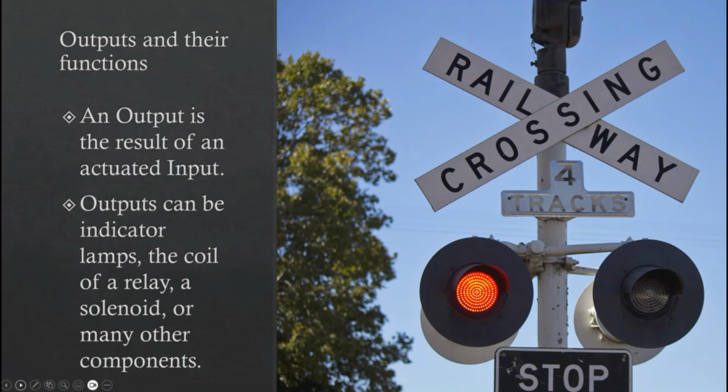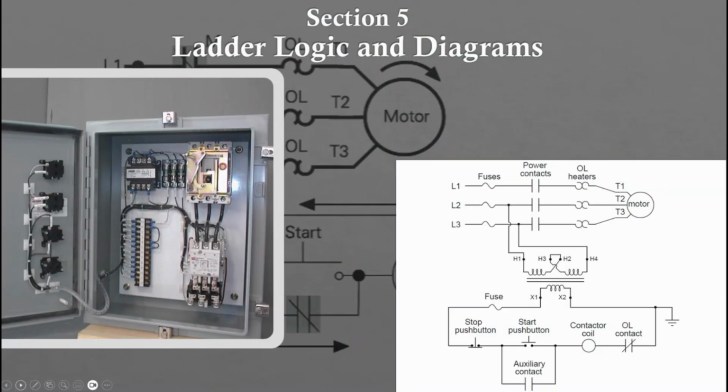Outputs and their functions. An output is the result of an actuated input. Outputs can be indicator lamps, the coil of a relay, a solenoid, or many other components. Now, section 5, ladder logic and diagrams.